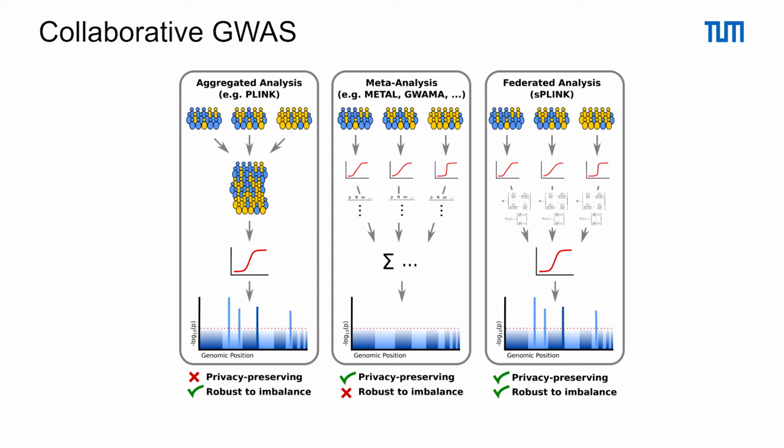Now, sPLINK combines the advantages of a meta-analysis and an aggregated analysis. sPLINK preserves the privacy of cohorts' data, since the private data never leaves the site, and only model parameters, e.g. Hessian matrices, are exchanged between the cohorts and the central server. sPLINK is also robust to data heterogeneity. That is, sPLINK always returns the same p-values as an aggregated analysis, independently of the phenotype or confounding factor distributions across the cohorts.